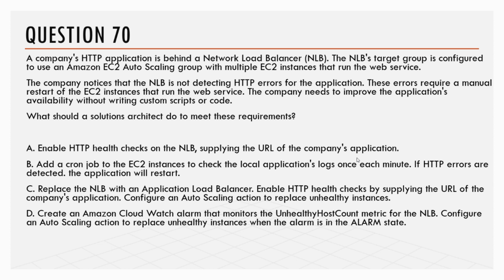A company's HTTP application is behind a network load balancer. The NLB's target group is configured to use an Amazon EC2 autoscaling group with multiple EC2 instances that run the web service. The company notices that the NLB is not detecting HTTP errors for the application. These errors require a manual restart of the EC2 instances that run the web service. The company needs to improve the application's availability without writing custom scripts or code. What should a solution architect do to meet these requirements?